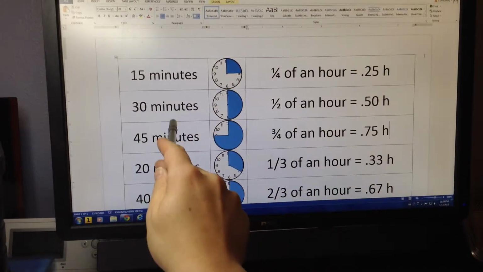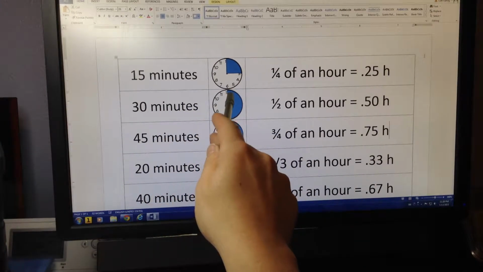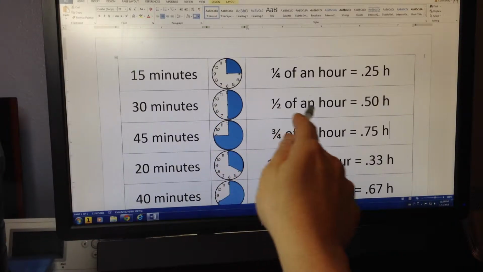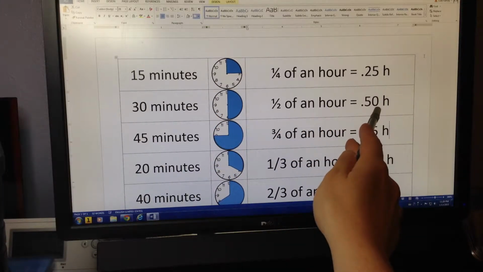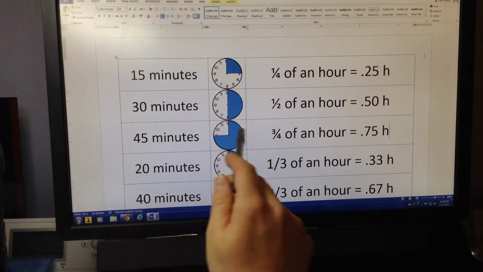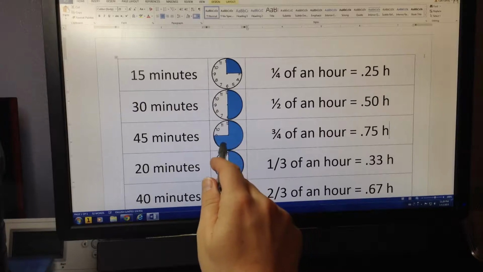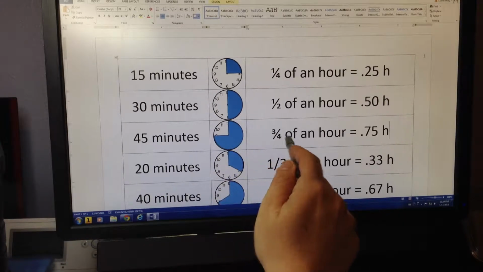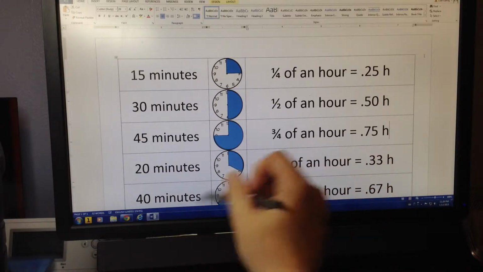Okay? 30 minutes. You all know that's half an hour. Look at that, from the 12 to the 6. So moving the minute hand from the 12 to 6, that's half of an hour. 30 minutes, half an hour, 0.50. Significant figures, you need that 0 in there. 0.50 of an hour. 45 minutes, the minute hand goes from the 12 all the way to the 9. That's 3/4 of the pie. 3/4 of an hour is 0.75 hours.